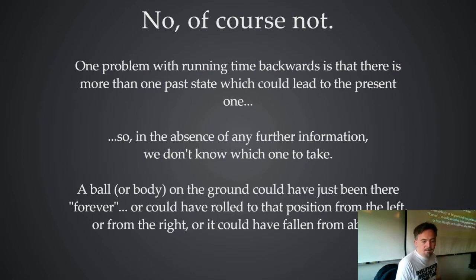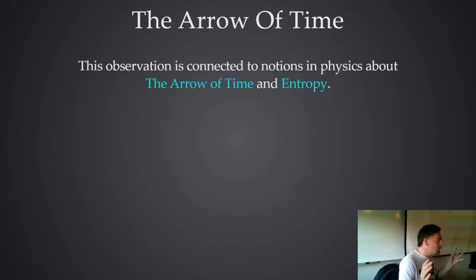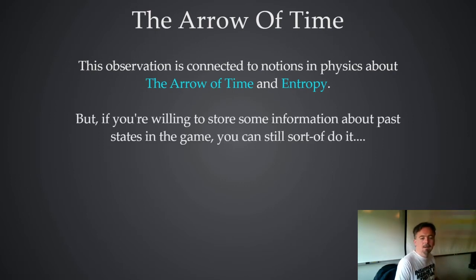That's sort of what I was saying, right? There are the different past paths that could exist. So this, in the more serious form of this, is related to the idea of the arrow of time, this question about how the laws of physics are somewhat time symmetrical, but not perfectly so. But it turns out you can sort of get around this in a game if you wanted to.